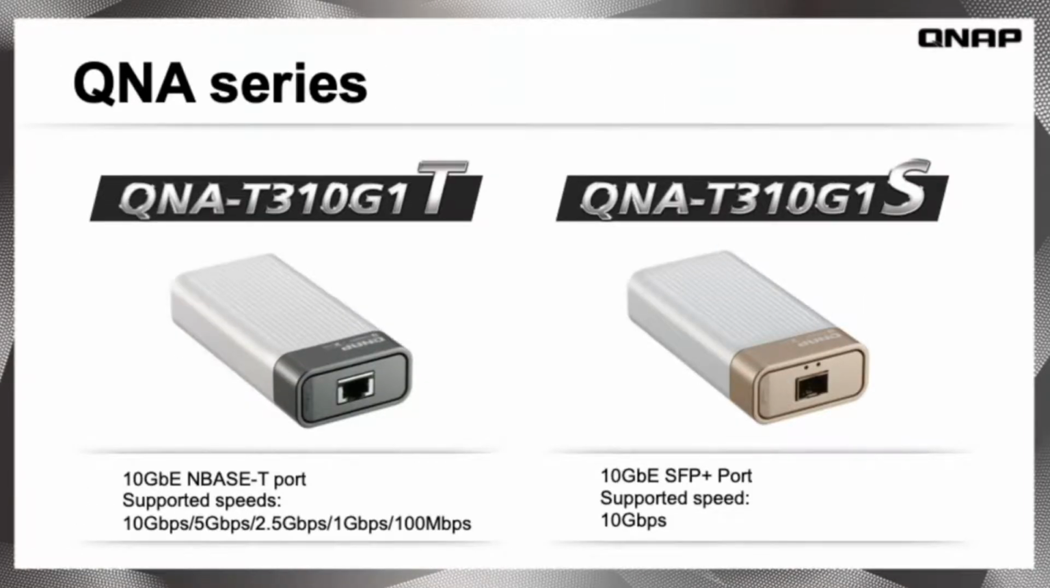And this is just showing the 2 different versions we've got. Obviously the one on the left is the RJ45 connection, copper, and the one on the right there is SFP. The one on the left supports 10 gig, 5 gig, 2.5, 1 gig, and 100 meg if you need it to. Cool. Okay. So we're going to do a little demo now.